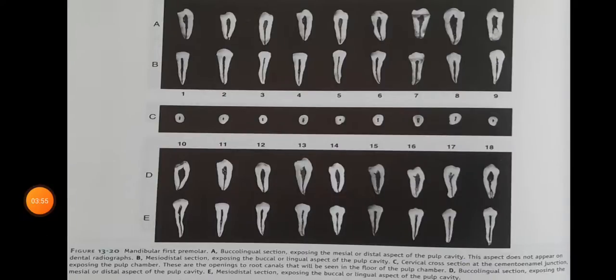The apical foramen may appear to exit at the tip of the root. You can see this in figure 13.20 B3, 5, 8 and 9, E11, 14, 17 and 18. It may be on the buccal or lingual aspect of the root. This is evident in figure 13.20 B1, 2, 4, 6 and 7, E10, 12, 13, 15 and 16.